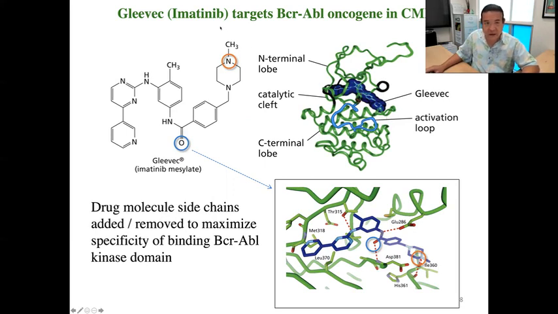So Gleevec, or imatinib, is a very, very popular drug for treating myelogenous leukemia because it targets the BCR-ABL oncogene. Here you can see in blue is the drug, and that's how it fits into this kinase domain and prevents the kinase domain from working. Here's the drug on the left. This is Gleevec. Really interesting shape, right?